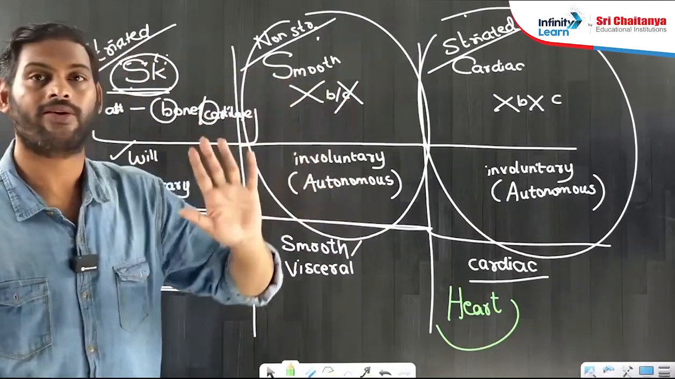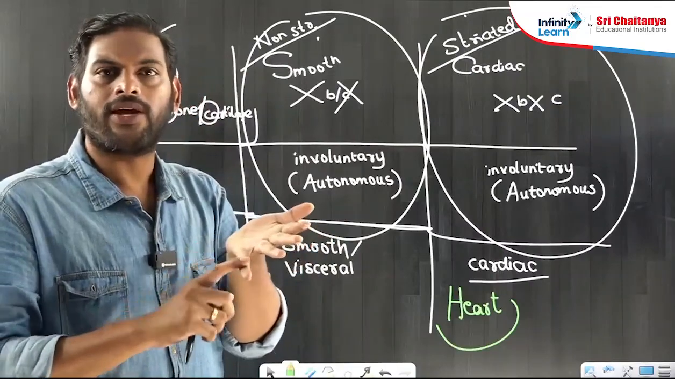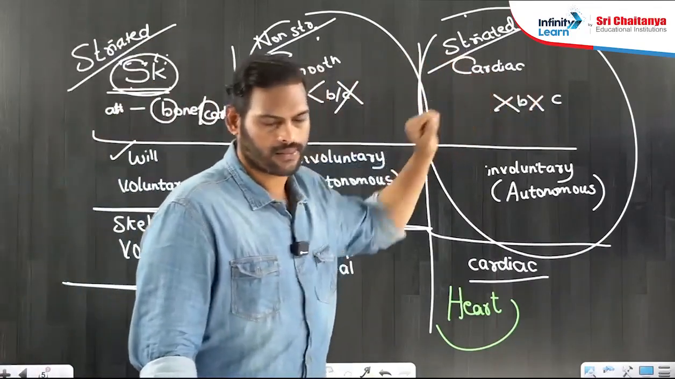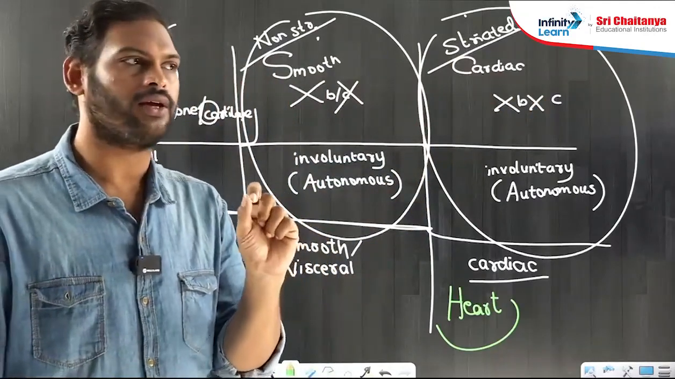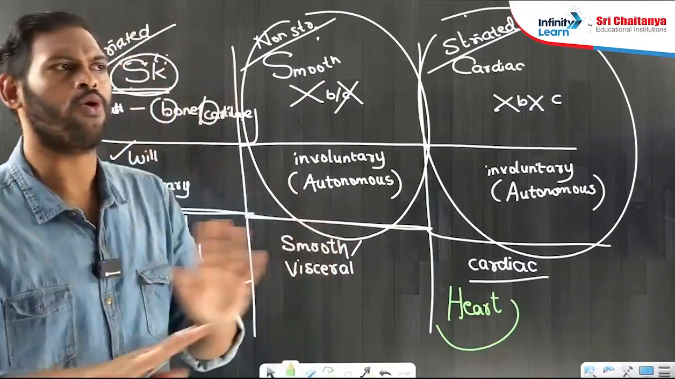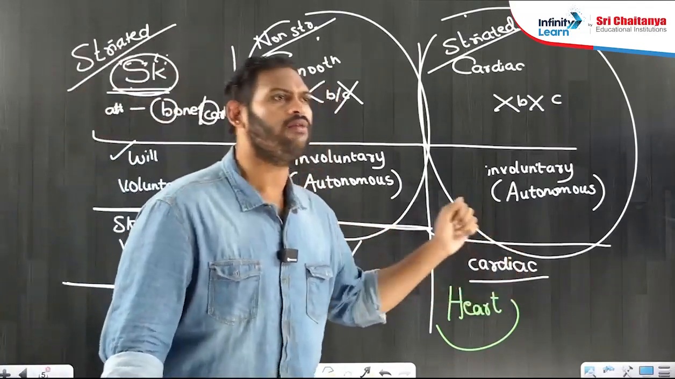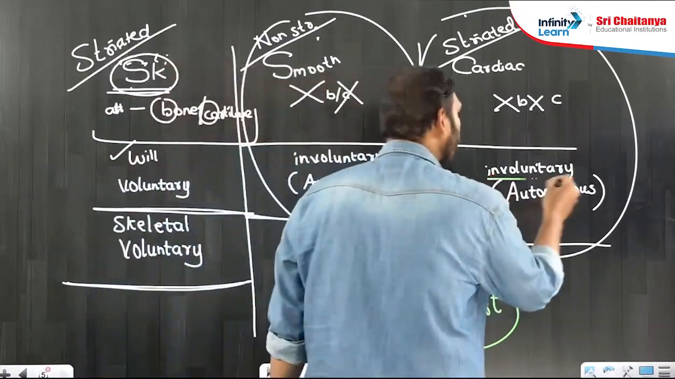Now, question. Cardiac muscles consist of striations, yes or no? Yes. Cardiac muscles are voluntary, yes or no? No. They're actually involuntary, isn't it? Cardiac muscles are also involuntary.